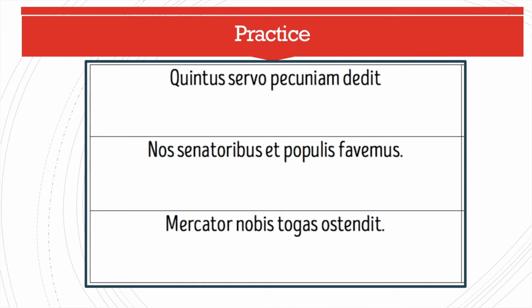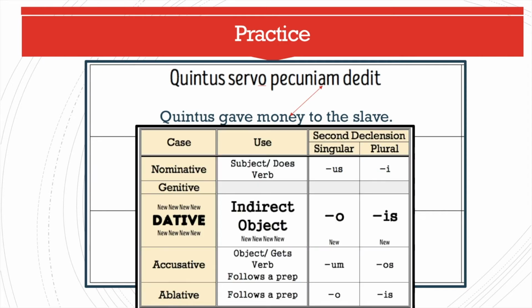Okay, let's start practicing. So our first sentence says, Quintus gave money to the slaves. Now, Quintus is my nominative. It's doing my verb gave, which is dedit there. And then money is accusative, so it's the thing that's getting given. And then the slave has an O on the end. So I looked at my second declension dative endings, and I see that means it's the indirect object, so I'm going to translate it as to the slave. Now, I know that O could also be ablative, but the chart also says that ablative follows a preposition, and we don't see any prepositions in this sentence, so we know it's not ablative.